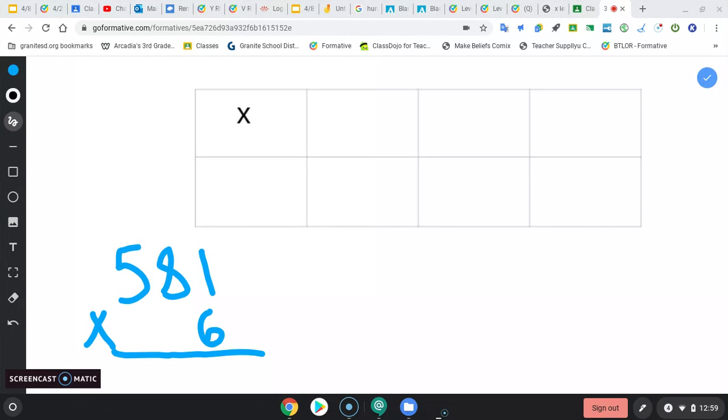Hey guys, now we're going to work on multiplying 3 digit by 1 digit using the box method.